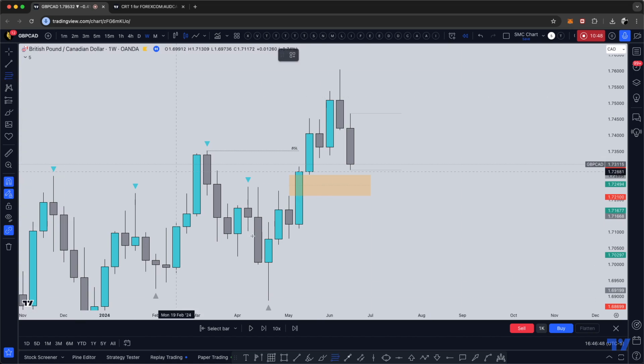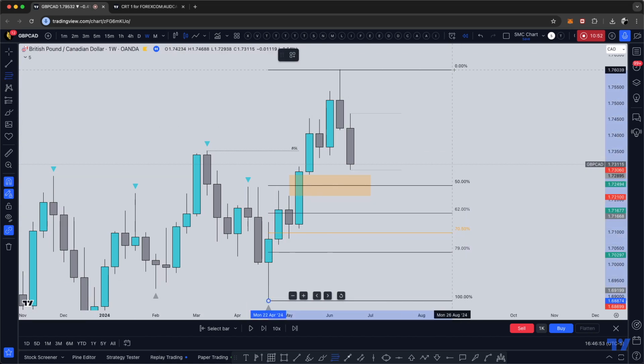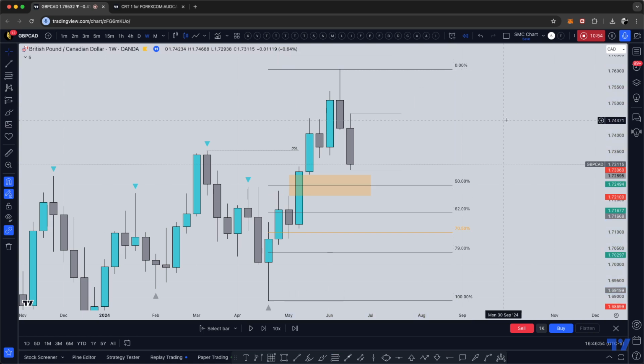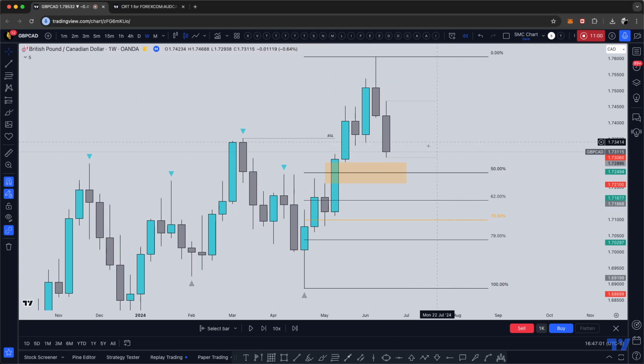And you use the Fib. Use your Fibonacci. Use your tools, right? If you don't know, probably you could use. You have an idea. Okay, well, I want to see price pulling back to 50% discount at least. If not, at least I have my fair value gap right here. Let's see if the market is going to come and take this fair value gap.